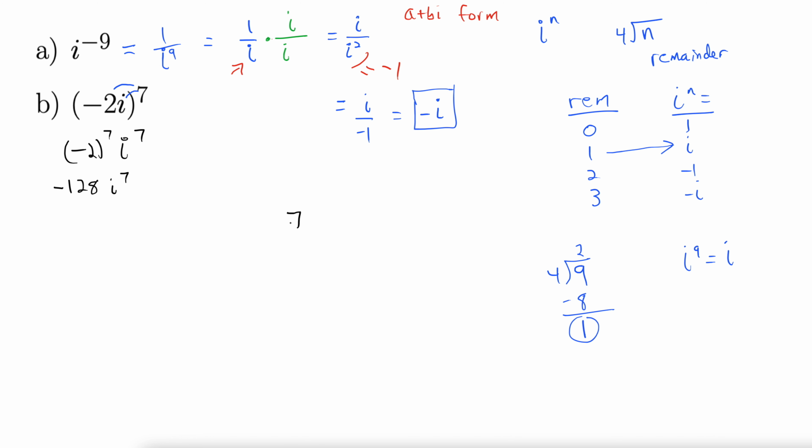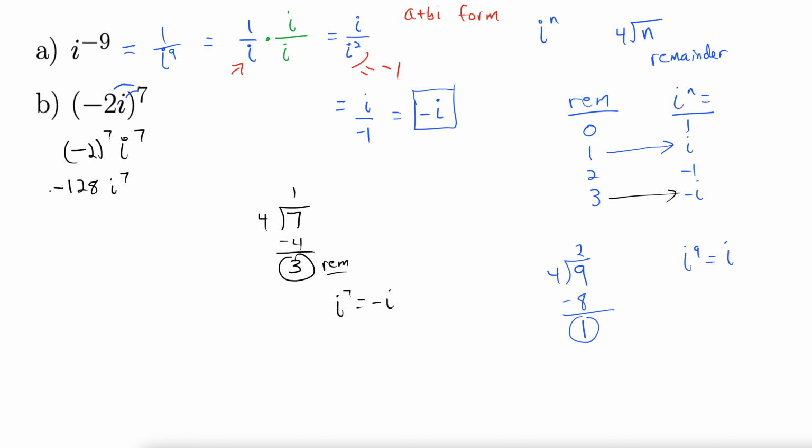Let's do our division trick here. We take 7 and divide that by 4. Well, 4 goes in once. 1 times 4 is 4. Subtract, we get 3. So here's our remainder. Remainder is 3. Go to our chart here. 3 tells us that i to the 7th is actually negative i.